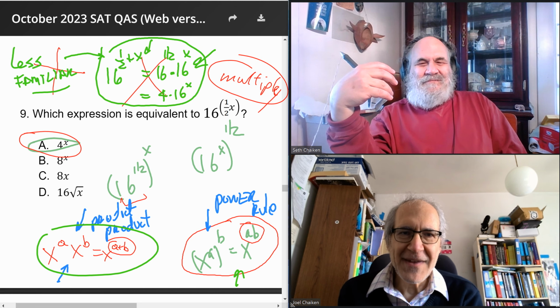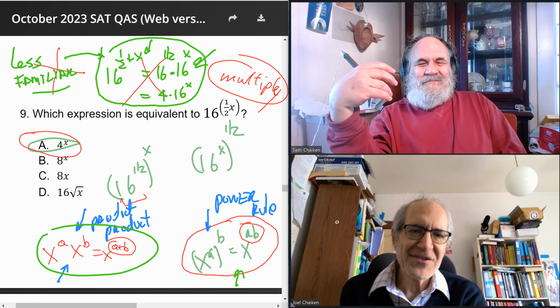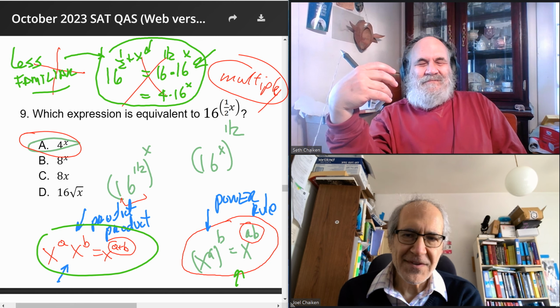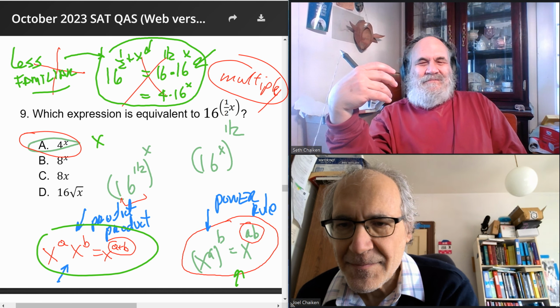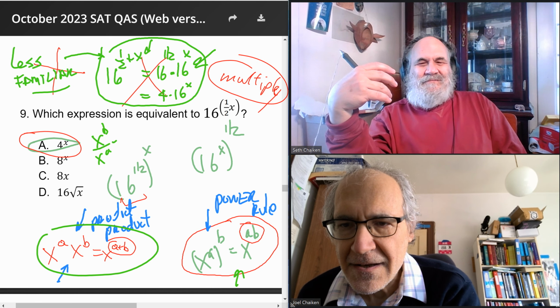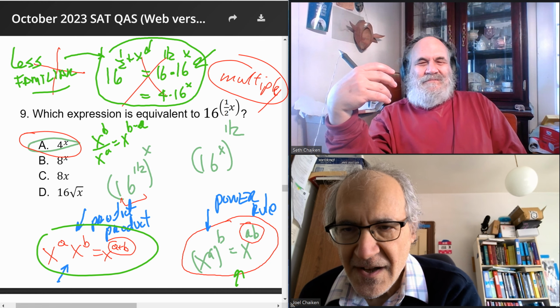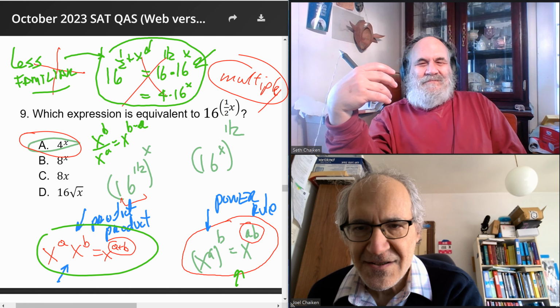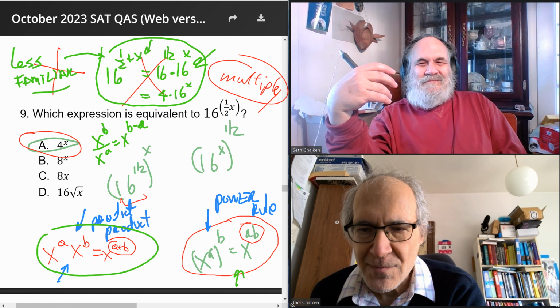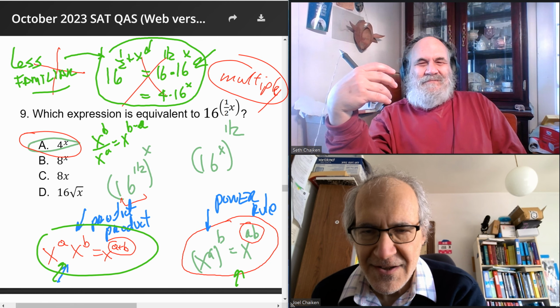Okay. Why don't we mention one more exponent rule, and then why don't you do it for the power rule? Okay, but anyway, x to the b divided by x to the a is x to the b minus a. So if you divide two numbers with a common base, you subtract their exponents. If you multiply two numbers with a common base, you add their exponents.